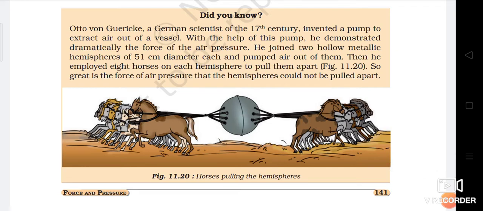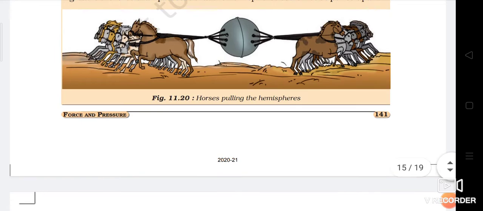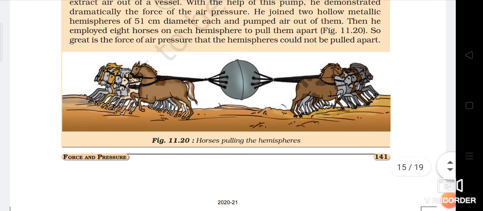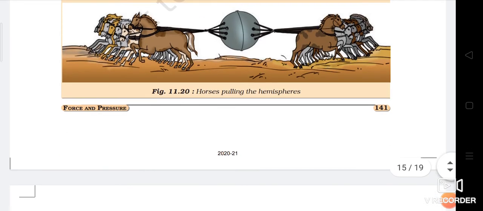This story you can read by yourself. Horses pulling the hemispheres, but it is not possible to pull them apart because there is no air between these two hemispheres. When they are combined together, all the air is pumped out as a vacuum and there is no air inside the hemispheres. That's why it is not possible to separate these two hemispheres.